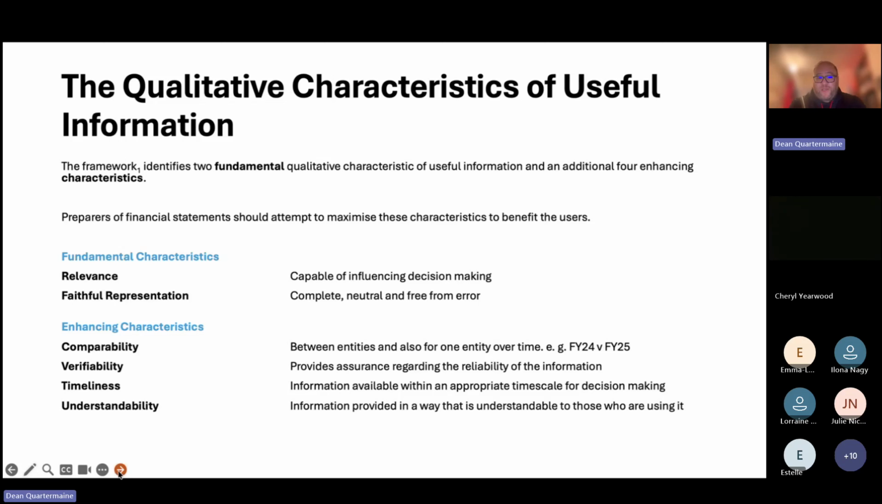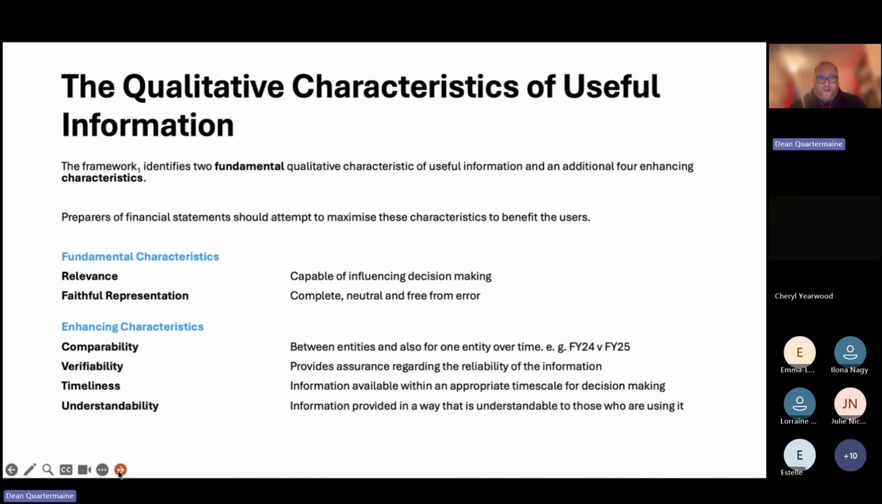Timeliness is around information being available within an appropriate timescale for decision making. To use a really balmy example, it is no good me producing a set of financial statements for the financial year ending in March 2025 and giving them to you in March 2030, because that's not an appropriate timescale for you to make any relevant decision, is it? So we should be quite timely. Now, we'll talk a little bit around what the reporting timelines are in a little while, and then I'll give my view on whether I think that's too long or not long enough.